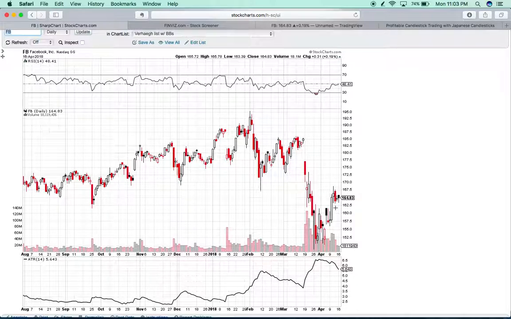Or you may want to make your stop at 2 ATRs below your price. In that case, it would be 5.64 times 2. So that's $11 and something. So you could use the ATR as an area to set your stop order.